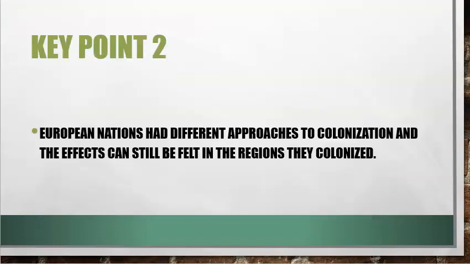Which brings us to key point 2. European nations had different approaches to colonization, and the effects can still be felt in the regions they colonized. We're not going to get too deathly specific on this, but just note whether it's the way that the place is built, the architecture, the type of people who live there, or how many people live there. All of these little things, especially as we get later on into the class and talk about the Louisiana Territory and stuff, are affected by the nation who initially colonized it.